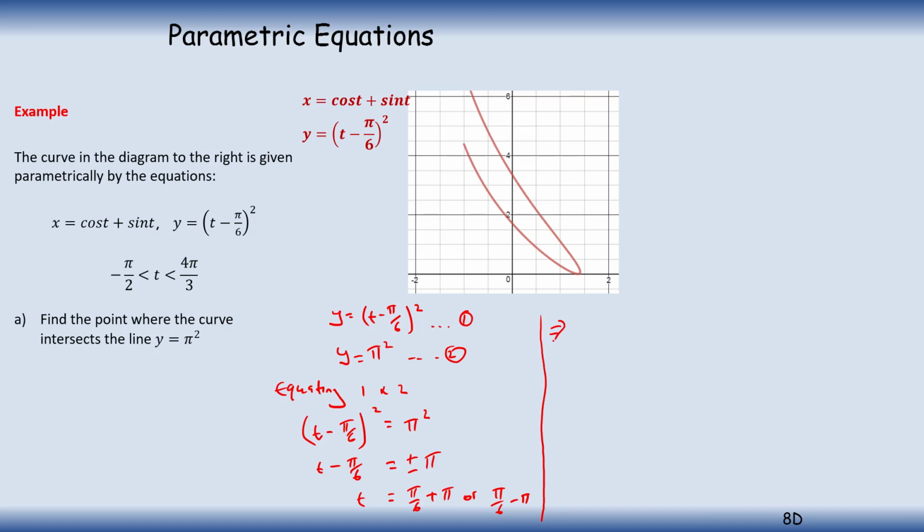So that implies then that either t is equal to 7 over 6 pi or minus 5 over 6 pi.